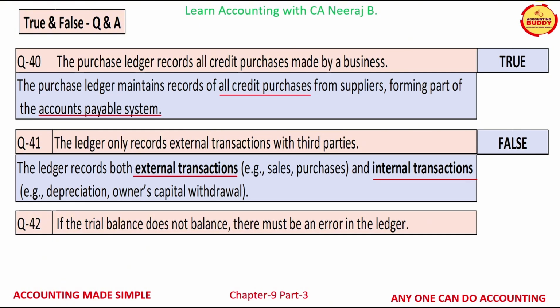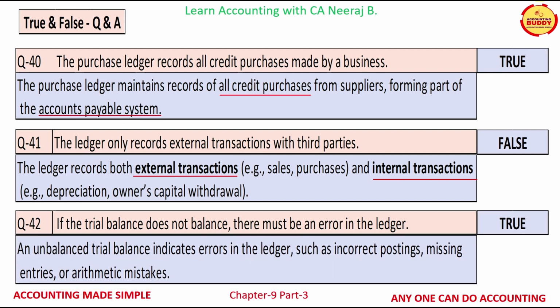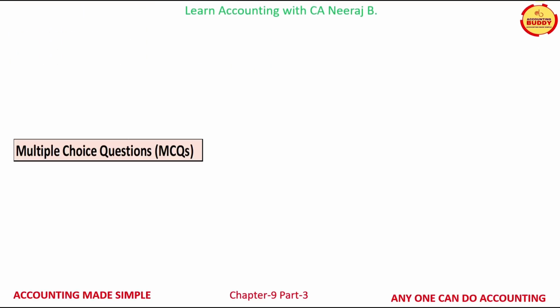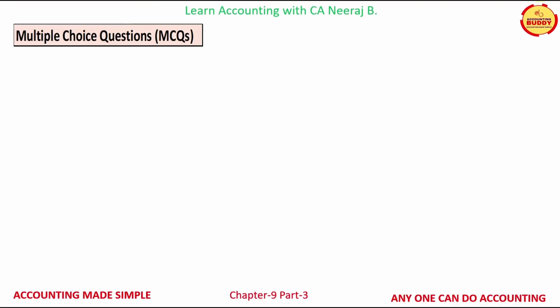Question number 42 is, if the trial balance does not balance, there must be an error in the ledger. This is a true statement. An unbalanced trial balance indicates error in the ledger such as incorrect postings, missing entries, or arithmetical mistakes. In this section, we will answer a few multiple choice questions.